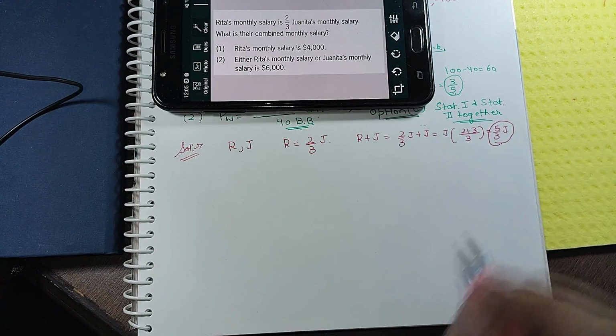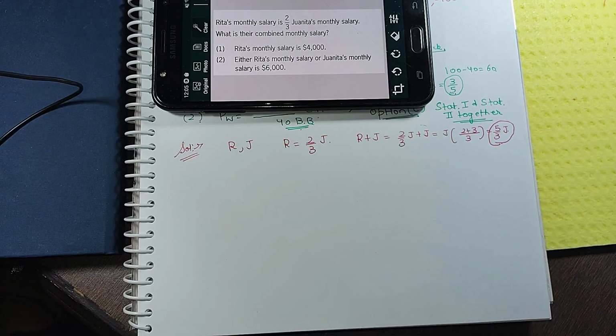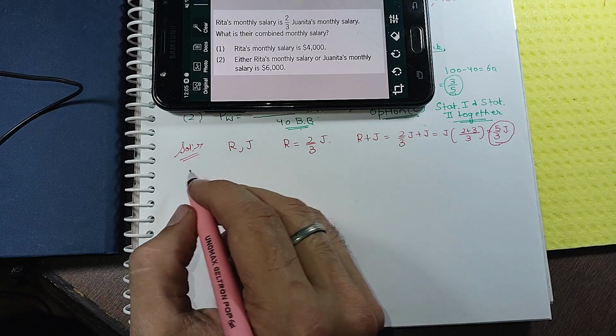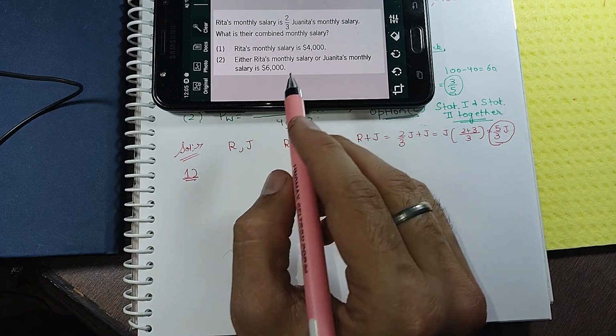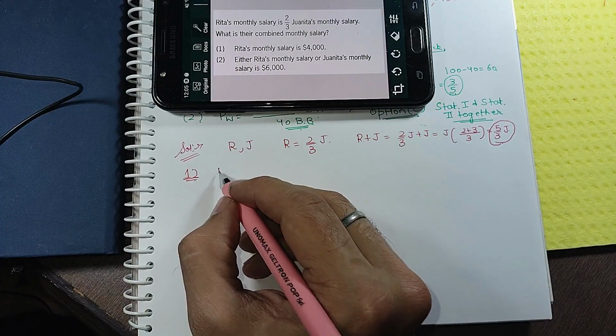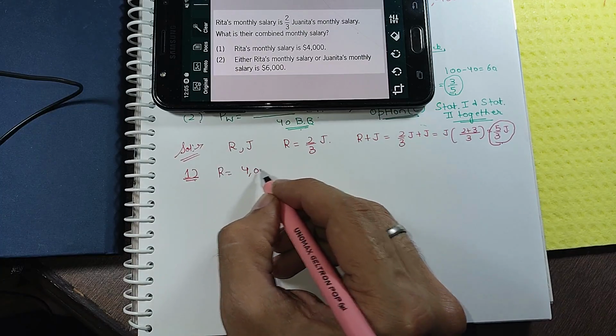So their combined salary is basically equal to 5 by 3 of J. Now moving to statement 1. Statement 1 says that Rita's monthly salary is $4,000. So that means I have been given R is equal to $4,000.